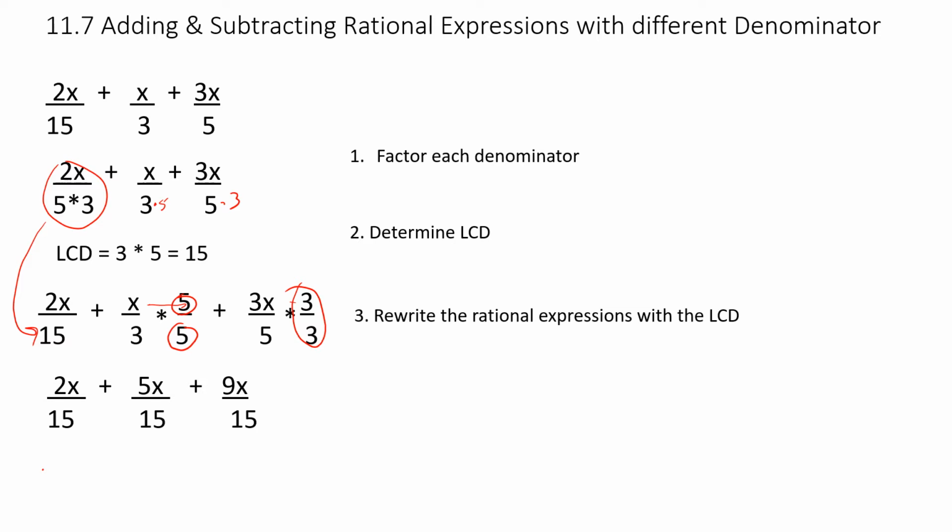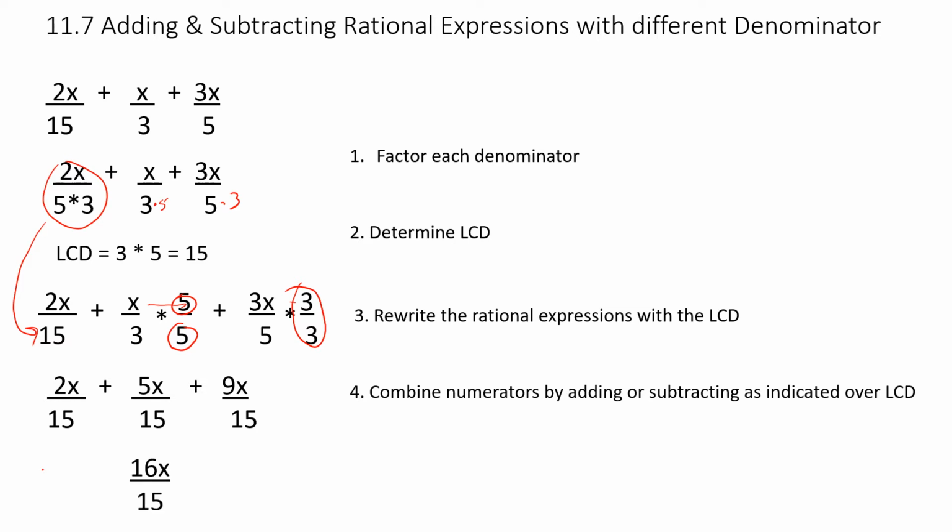And now that all these fractions have a common denominator, you can go ahead and add them like you did in the previous two sections. All right, so what would be next is we're going to combine the numerators by adding or subtracting as indicated over the common denominator. So basically we're going to take 2x plus 5x plus 9x, which gives us 16x all over 15.